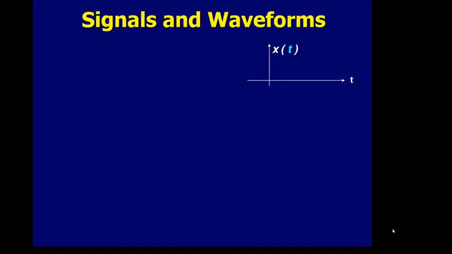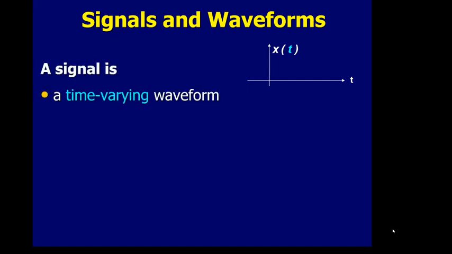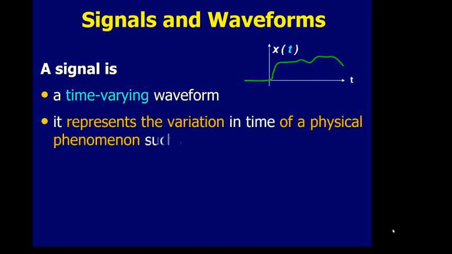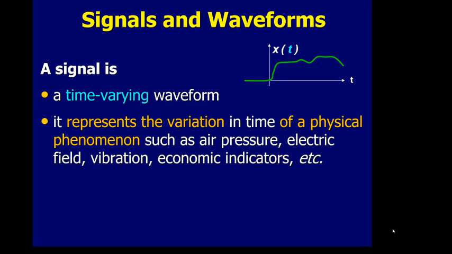When we think of signals in electrical engineering, we think of different waveforms, things we see in an oscilloscope, things we draw out in a paper, things we describe mathematically. And generally, we're talking about time-varying waveforms. They're not interesting if they're just a straight line. This time-varying waveform generally represents some variation in time of some sort of physical phenomena, whether that's air pressure, an electric field, some vibration, some economic indicators.